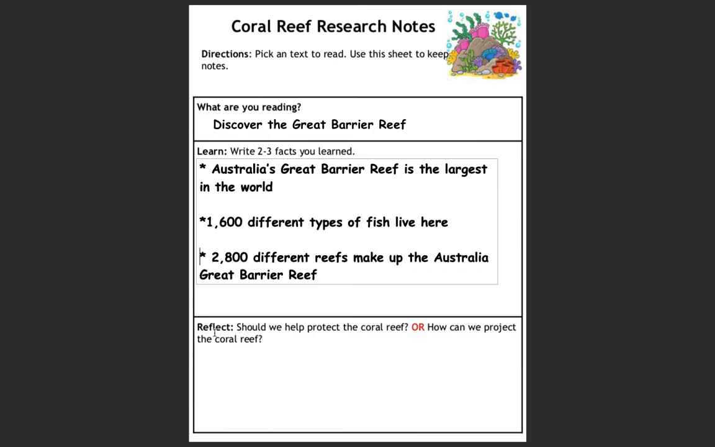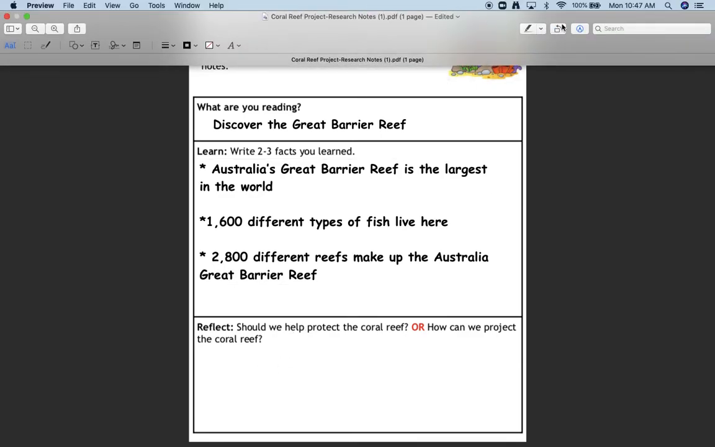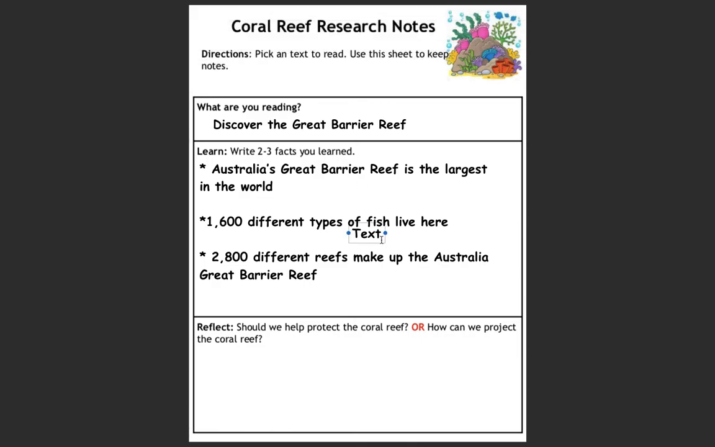So I am ready to fill out my last box, my reflection. Just a little tidbit. This is my favorite part because I like to think about what I learned and how it affects me. So, should we help protect the coral reef, or how can we protect the coral reef? Since this brochure didn't really tell me anything about how to protect it, I'm just going to answer this first question, should we? And I know I've answered this question in the past, but remember, as we learn more, it's always good to go back and think if your ideas have changed or if they've gotten stronger. Mine has gotten stronger. Yes, I do think we should still protect.